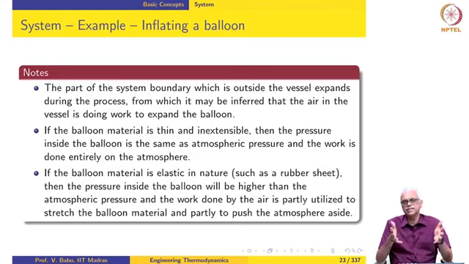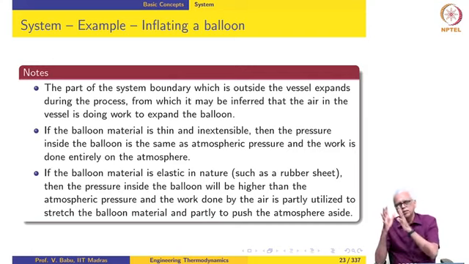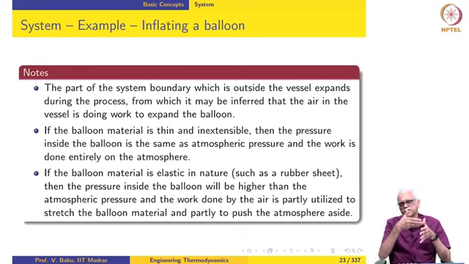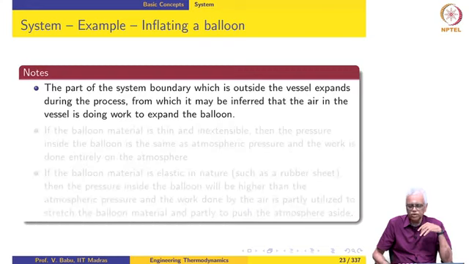is elastic in nature, let us say it is made of rubber sheet, then the pressure inside the balloon can be higher than the pressure outside the balloon, which means that if I draw the system boundary inside the balloon, then I get a certain work interaction, which is the sum of the work done to push the atmosphere aside plus the work done to stretch the balloon. Okay. Because I have drawn the system boundary on the inside of the balloon, the work interaction that I calculate for the system will be the sum of both these work components.